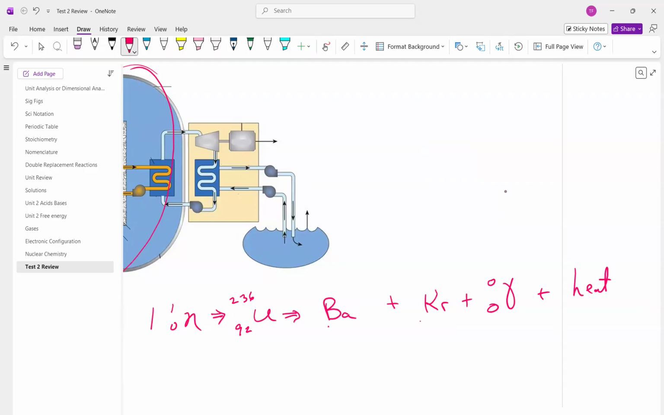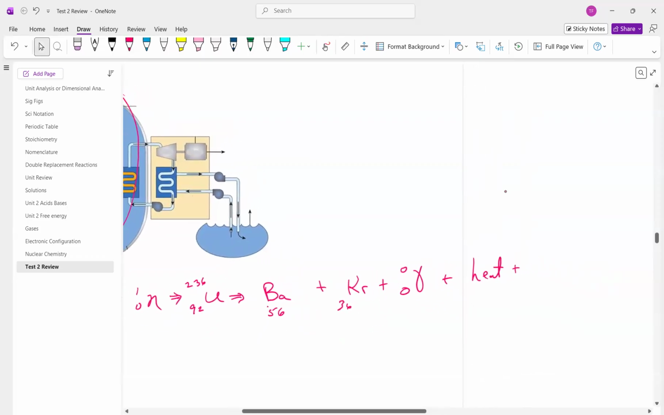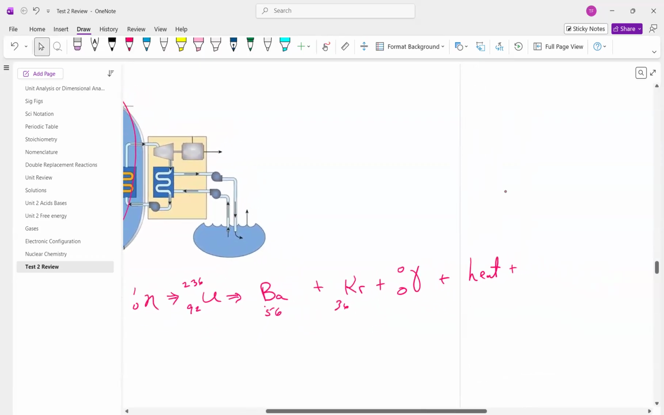So these two need to add up to 92. And krypton is, what, 36? And barium is 56. And what did I leave off? Or something I left off, plus what? 3 what? 3 neutrons.